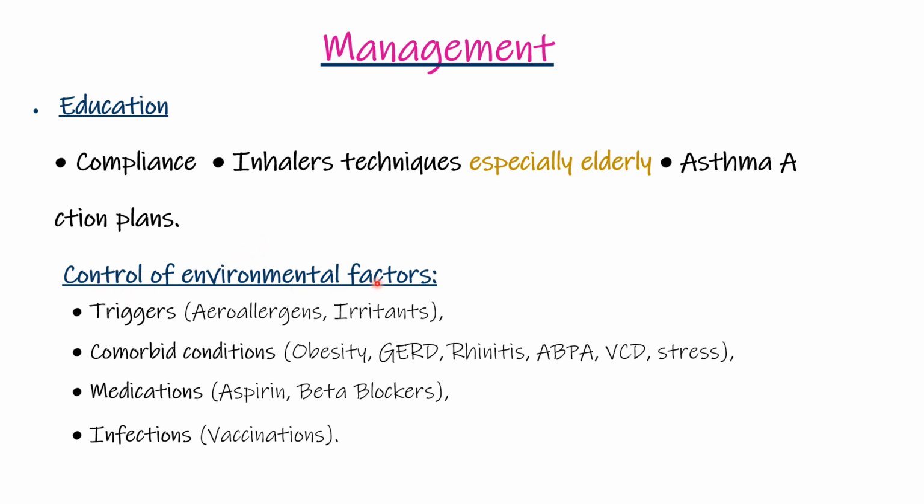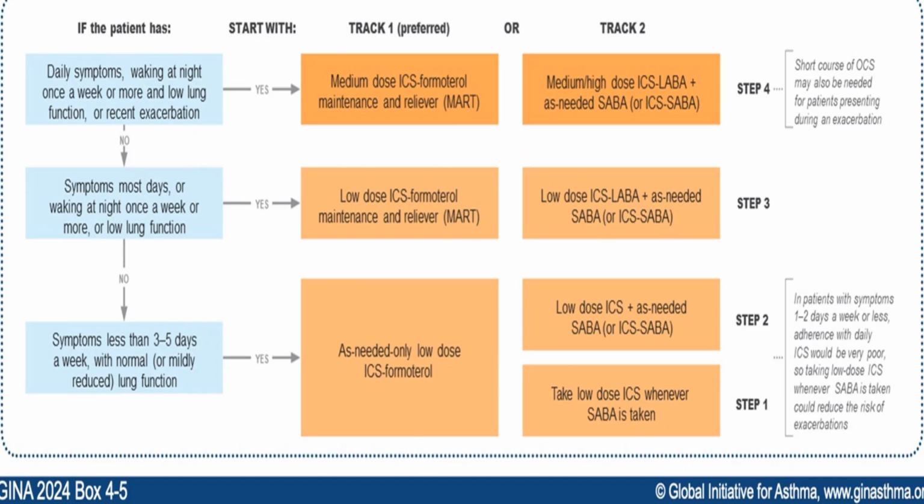So control environmental factors we mentioned before, that's triggers, comorbid conditions such as obesity, medications such as aspirin and beta blockers, and infection. In terms of infection, you vaccinate. So this is just a very, very good summary, because if you understand this, the rest of the slides we are going to repeat actually. This is a very good slide, which is going to tell us what is step 1, step 2, step 3, step 4.